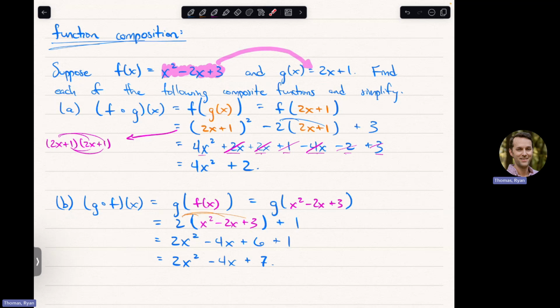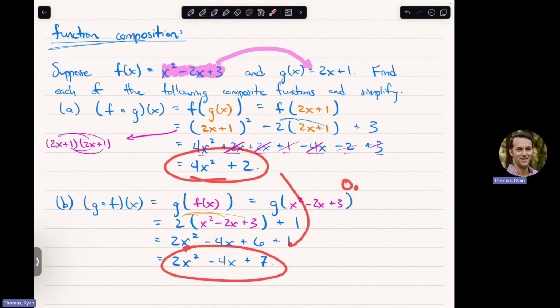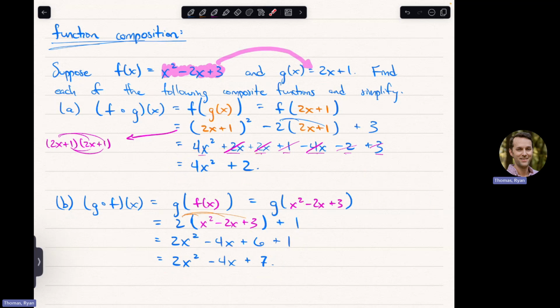And just one more time, it's important to notice that these are different. These were the same two functions that we're composing. All we did is switch the order we composed them in, and we got different things there, which really underlines the fact that the order is important here. They don't necessarily work the same in reverse order. Okay, I hope that is helpful.